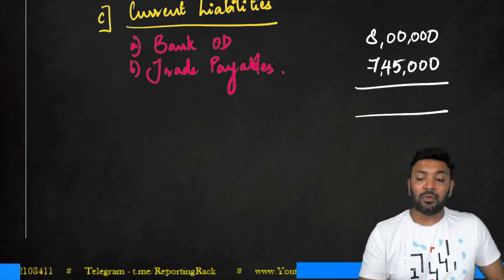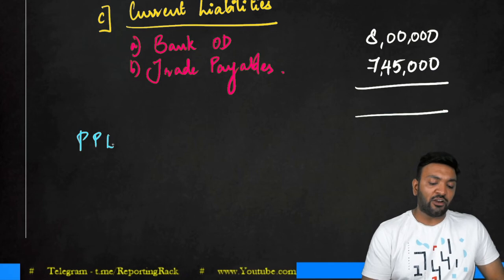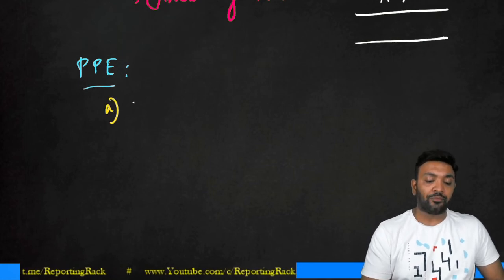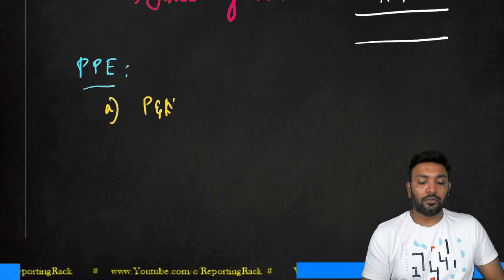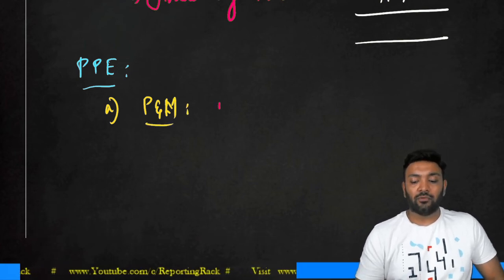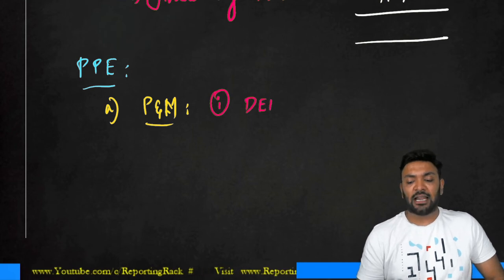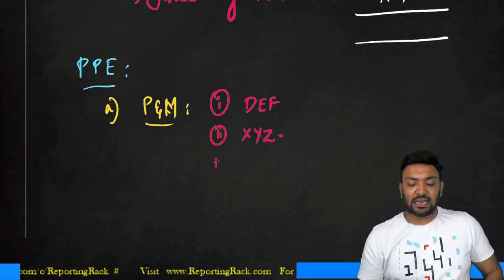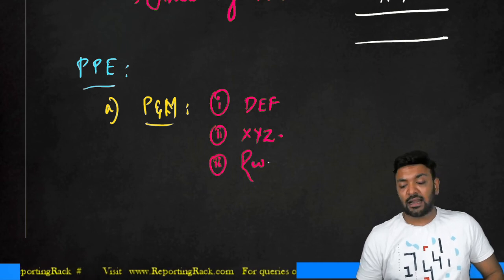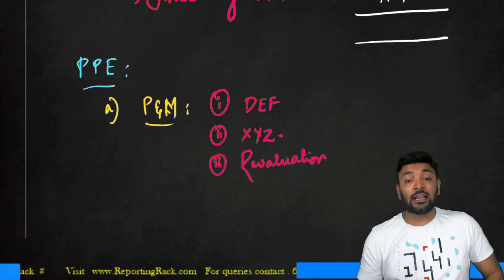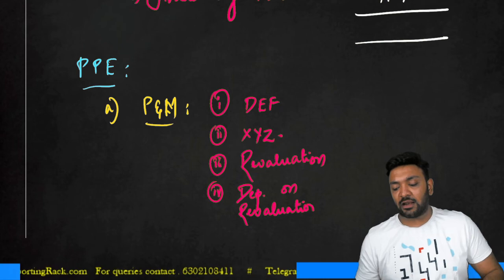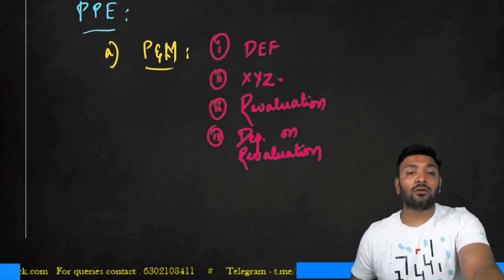One item which I did not pick up is property, plant and equipment. With the value of PPE, first find out the value of plant and machinery, which is the most important. First, what is the balance of DEF Limited? Second, what is the balance of XYZ Limited? But there is a revaluation, and also don't forget to reduce depreciation on the revaluation. All these are adjusted to be shown in the balance sheet on the closing date.